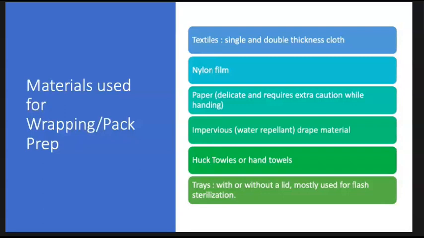Metal trays are often used with or without a lid. These are mostly used for flash sterilization. Most clinics have a standard operating procedure of how instruments and packs are wrapped. Single-use instruments or instruments that are not often used are often wrapped separately from a pack. If additional instruments are required for surgery, it's often at the request of the surgeon.